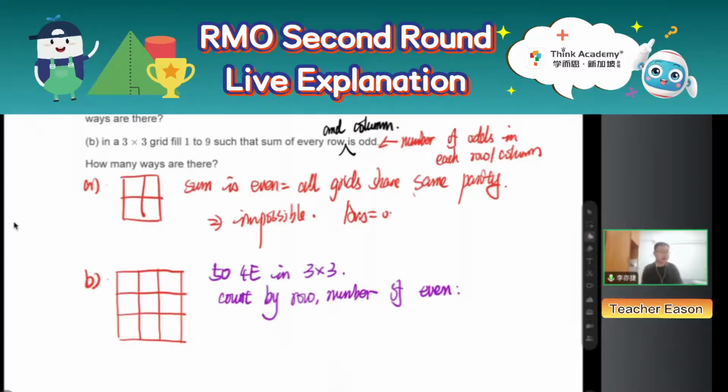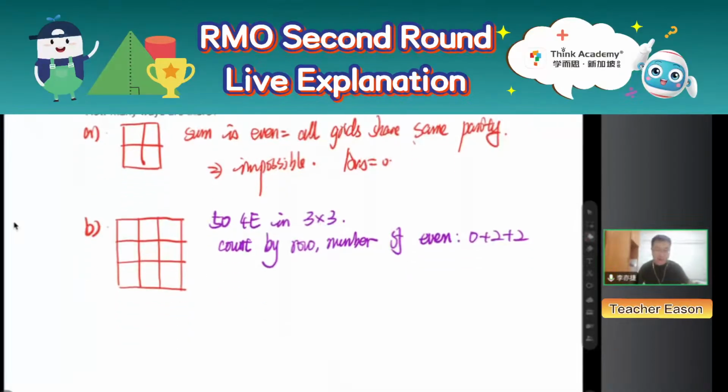So each row has either 3 odd and no even, or 1 or 2 even to make the sum odd, right? So in this case, the number of even must be 0 to 2 per row. We have 4 even, so there must be 1 row with no even, and then 2 rows each with 2 even. So first we know the distribution of the even numbers. To find their positions, first we do a 3C1, which means we choose 1 row to be 0. So we have 3 ways.